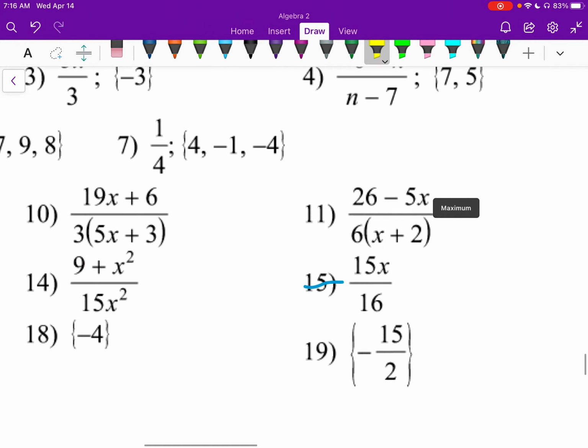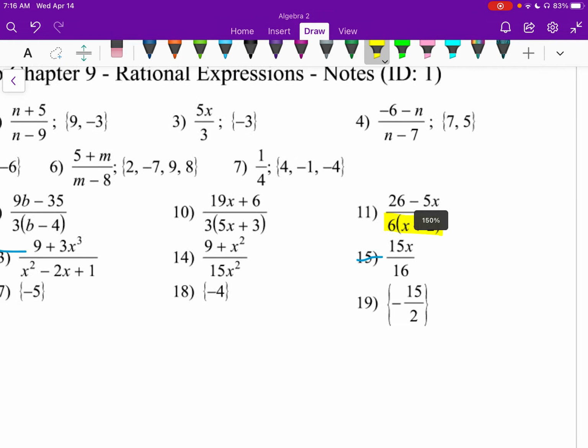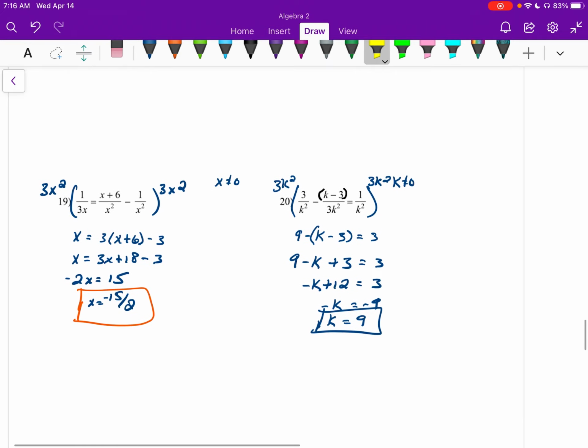On the homework, if you have something that's factored, I don't care if it's factored or if it's not factored. I just care that it's correct. So if you look at the answer key and it's not the exact same thing as your answer, that is okay, as long as they're equivalent.